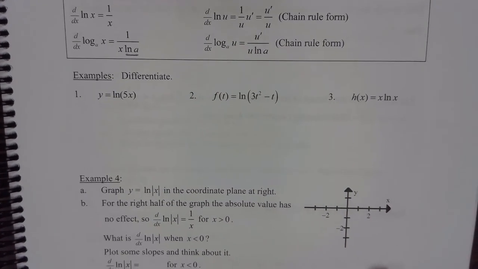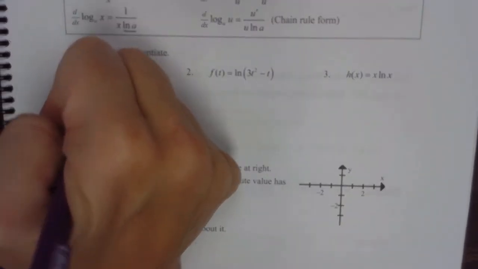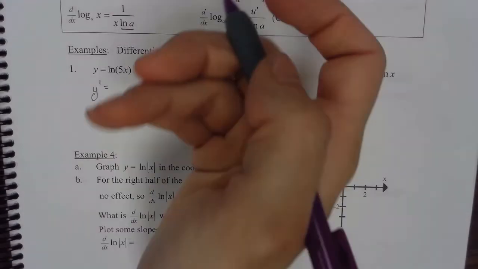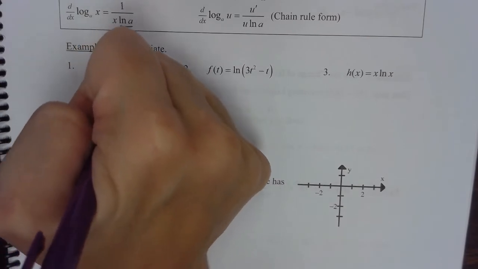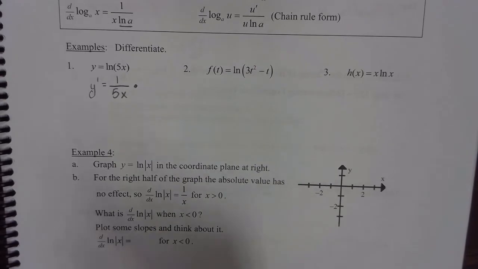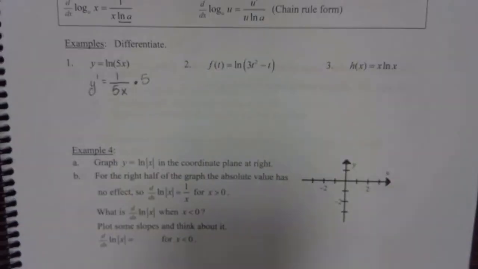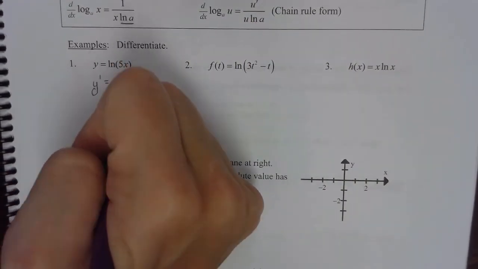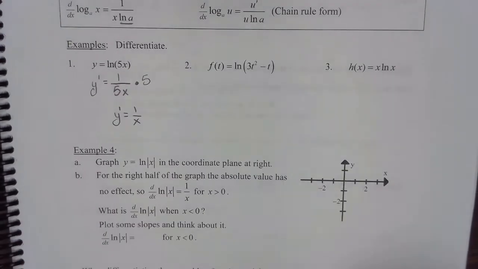So let's go through our derivatives. So y prime equals, the first thing we're going to do is go 1 over our inside, because that's our ln part, and then we multiply by the derivative of that inside, chain rule. So derivative of 5x is 5. If we multiply that through, those 5's cancel. So we have the derivative of y is 1 over x.